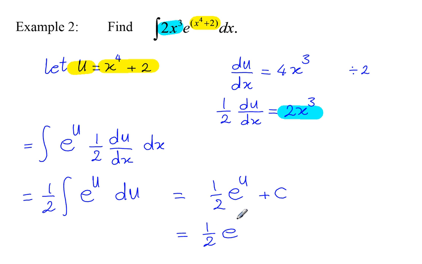And then the last step, replacing u and putting it back to its original value. So e is to the power of x to the power of 4 plus 2, and then plus constant. So the final value is half e to the power of x to the power of 4 plus 2 plus constant.